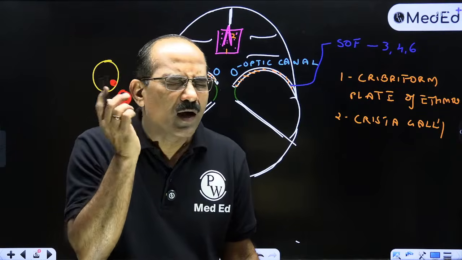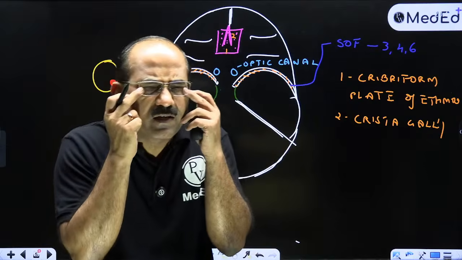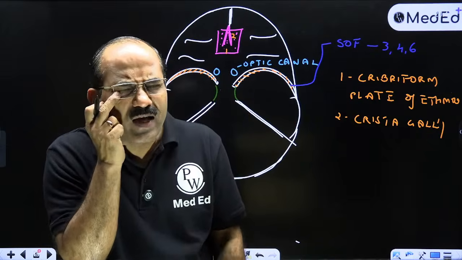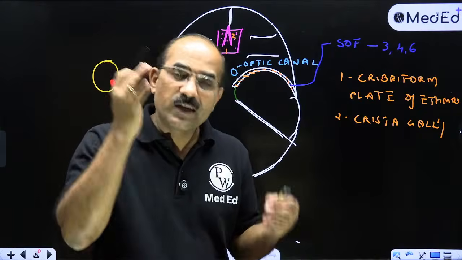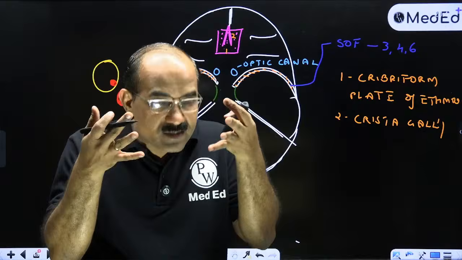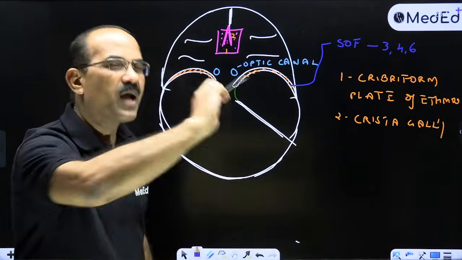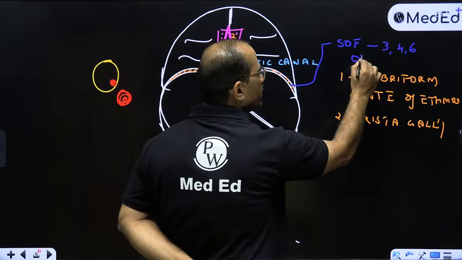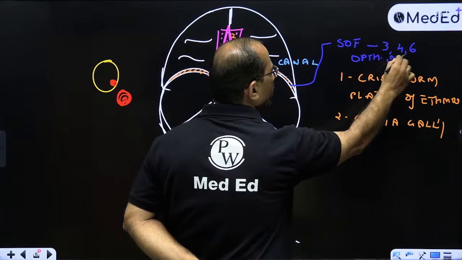अगर कुछ लगा आंख में, some dust particle गए आंख में, तो you suddenly close your eyes. मतलब there must be some sensory supply to the eye. And which is the nerve which is sensory to the eye? That's the ophthalmic division of trigeminal nerve. Ophthalmic division of trigeminal nerve.